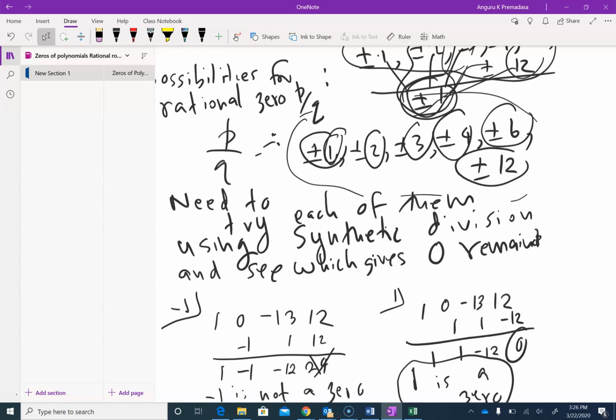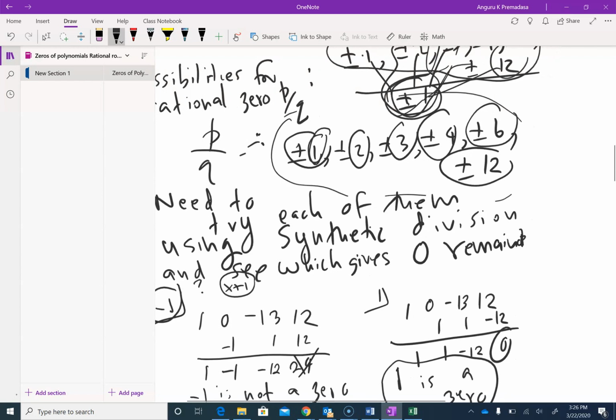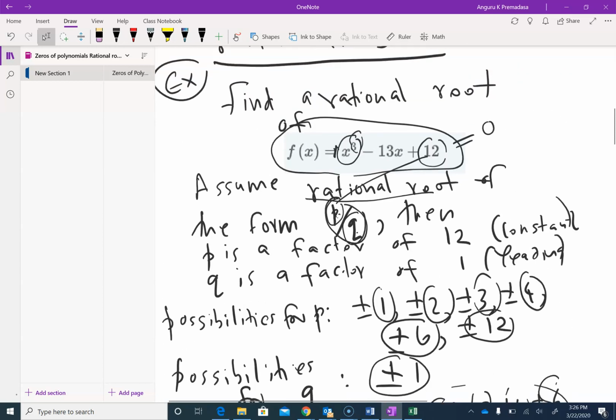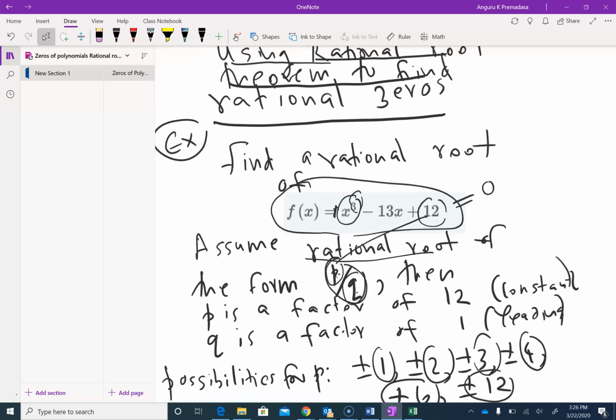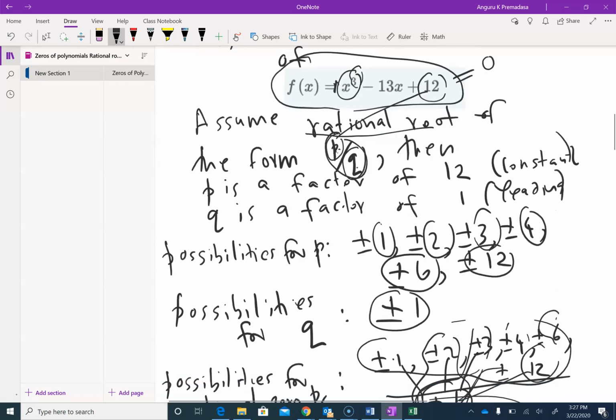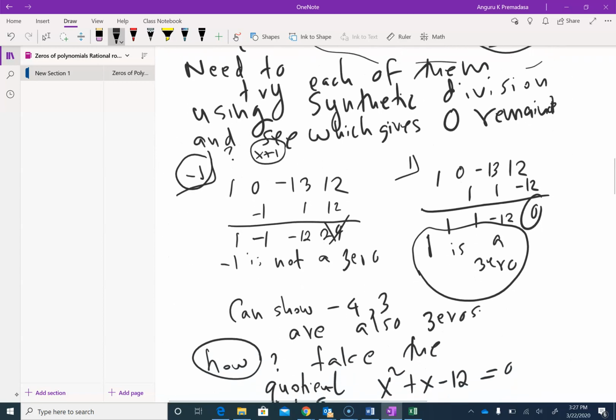So let's try, for example, to see whether negative 1 is a root. Our question is whether negative 1 is a root. If you want to test negative 1, we are going to do synthetic division with x plus 1. How do you do synthetic division with x plus 1? We put the negative 1 there and take our original polynomial and look at the coefficients. So you get 1 x cubed, there is no x squared, so 1, 0, negative 13 and 12.